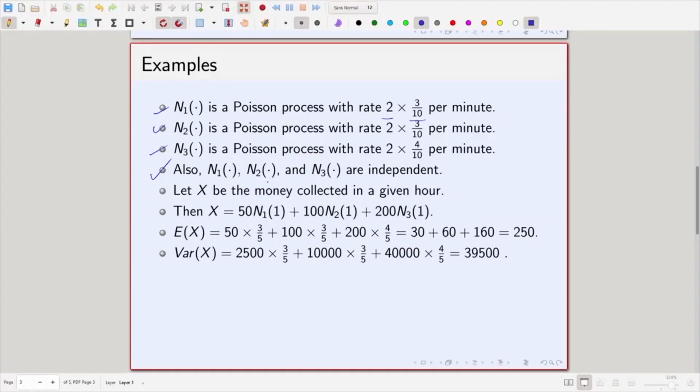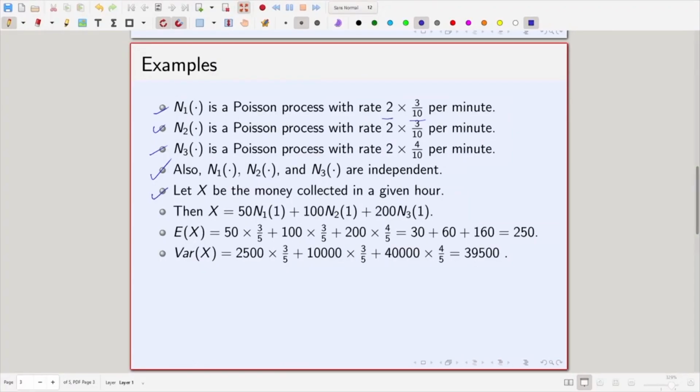Fine. So, each arrival of each type of event will again be a Poisson process with appropriate rates, and they will be independent of each other. That is what Poisson thinning told you. So, N1, N2 and N3 are independent.